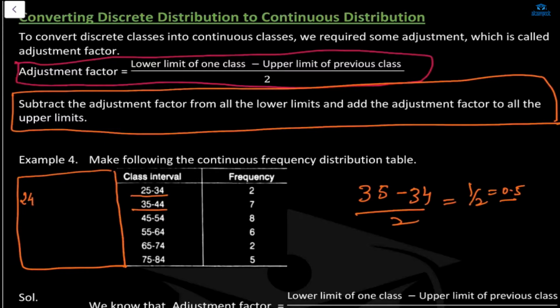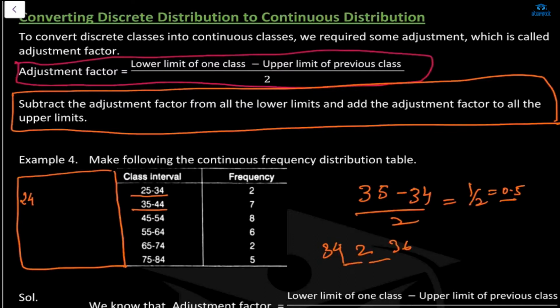Nothing. First of all, find out your adjustment factor. Then you have to subtract this adjustment factor from all the lower limits, and add this adjustment factor to all the upper limits to make it continuous. Because of the gap, for example, you have a gap of 2 between two of the frequencies, there is 34 and there is 36. So you are going to cover this.